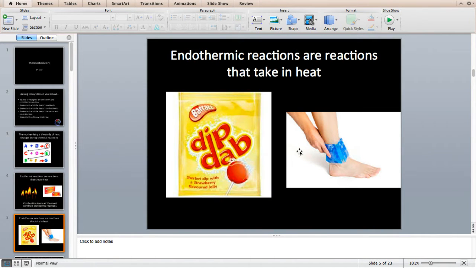Endothermic is the opposite. It's where reactions take in heat and they feel cold to the touch. So for example, these dip dabs, you know, the sherbet stuff that goes in your mouth and gets colder. Or sometimes if you get the blue extra as well, that will have an endothermic reaction in your mouth that feels like it cools it down. And also the cool packs that you get if you're spraying something, they're all endothermic reactions.